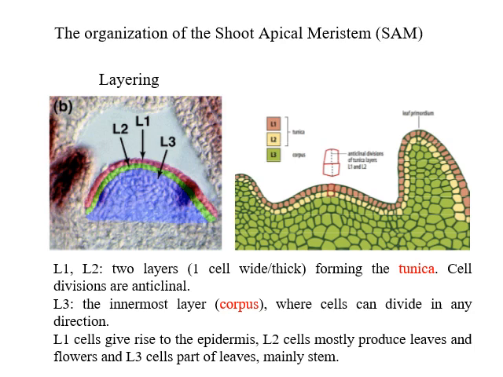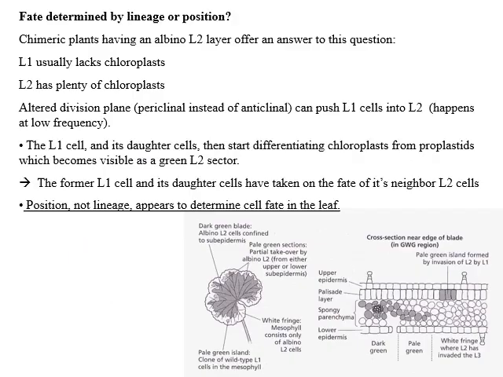Okay, so the L1 gives rise typically to the epidermis, and the L2 to part of the interior of leaves, and the L3 to much of the interior of the stem, but also part of the interior of the leaf as well. So back to the question that I asked before: is fate determined by lineage or position in plants?